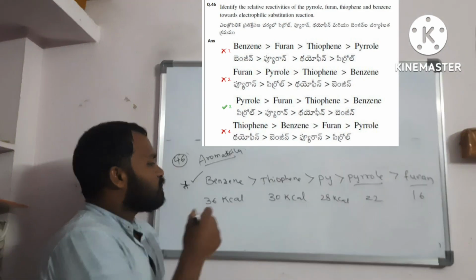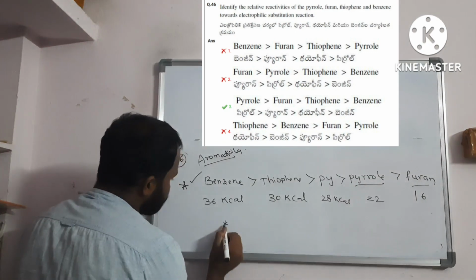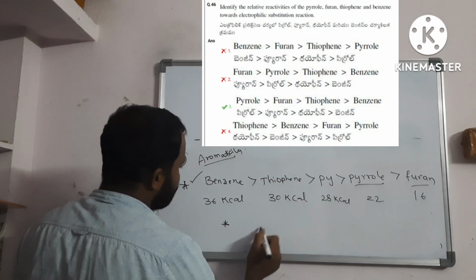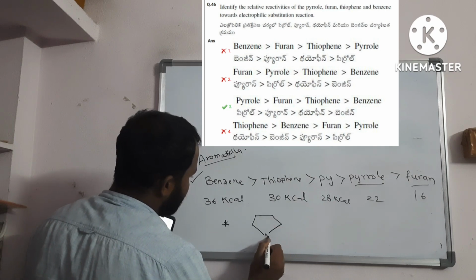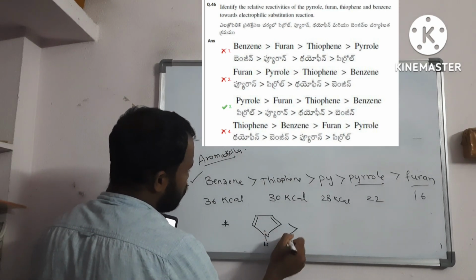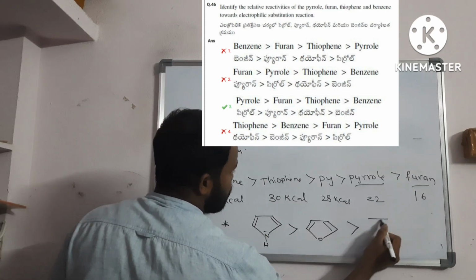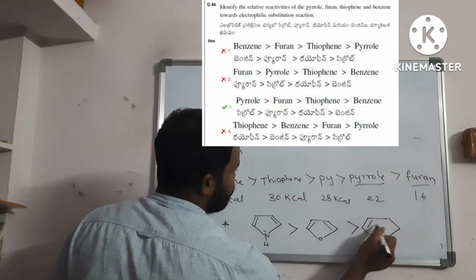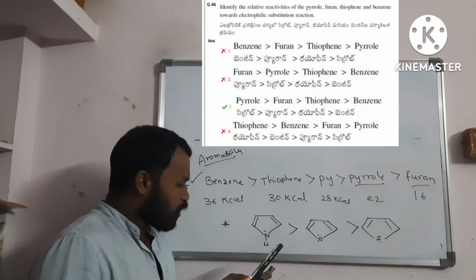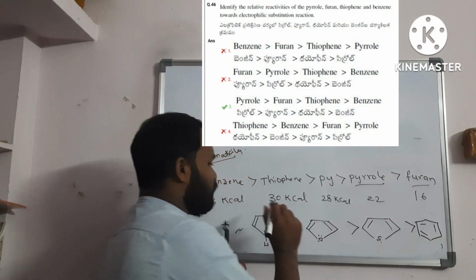The resonance energy and aromaticity follow the same order. For electrophilic substitution, pyrrole, a nitrogen-containing aromatic heterocyclic compound, is greater than furan, which is greater than thiophene. So pyrrole, furan, then thiophene, and the last one is benzene. This is the order of electrophilic substitution.